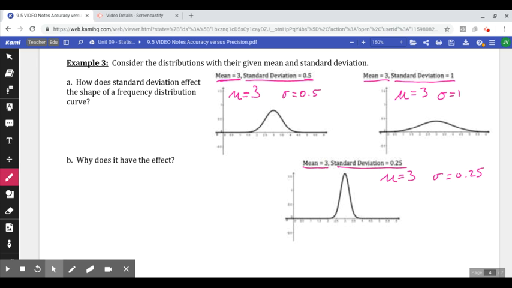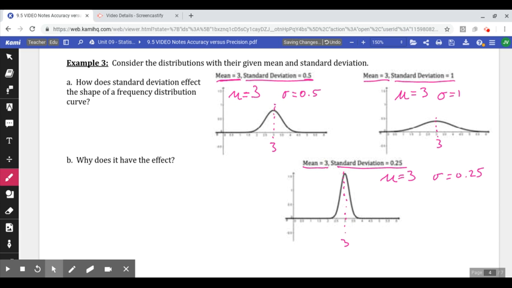Let's look at part A. It says, how does standard deviation affect the shape of a frequency distribution? Well, if we take a look at this first one here, the mean is right in the middle. As a matter of fact, the mean is in the middle of all of these. So that's a value of 3. It's super hard to see the scale. You'll just have to trust me that that value is 3. That's the mean right in the middle.